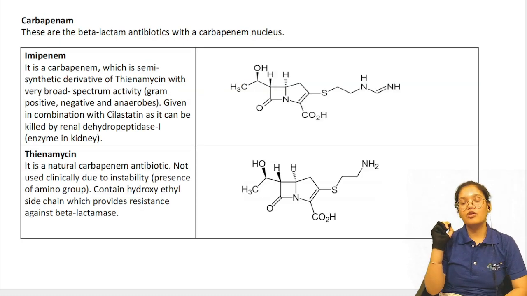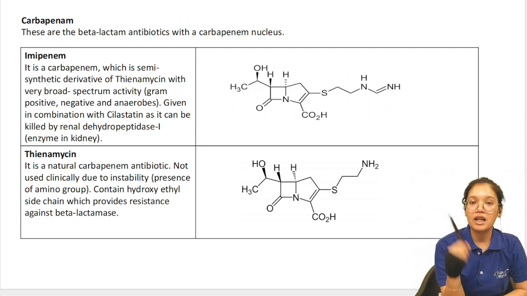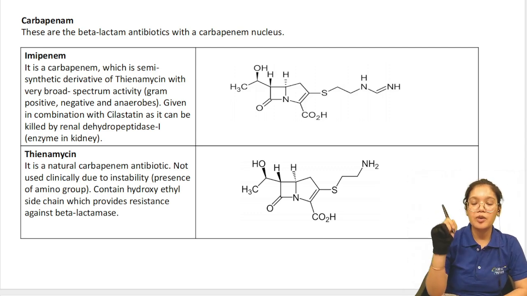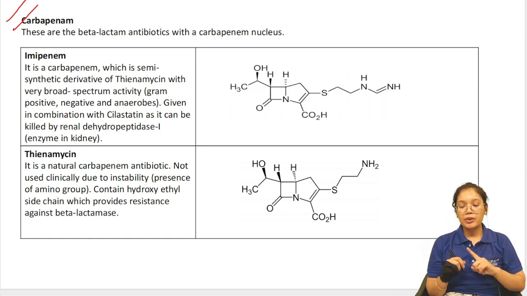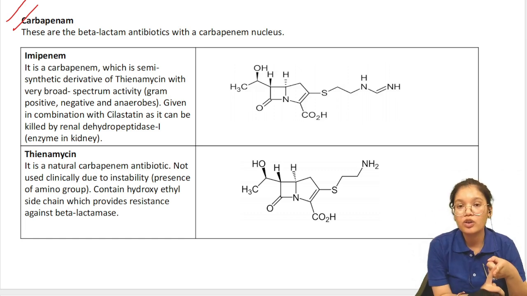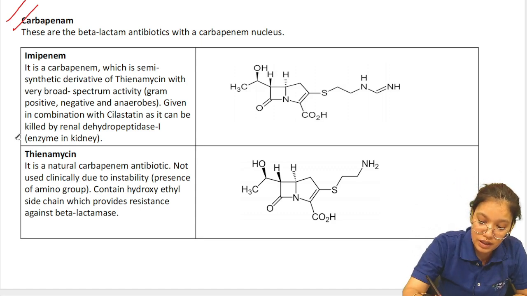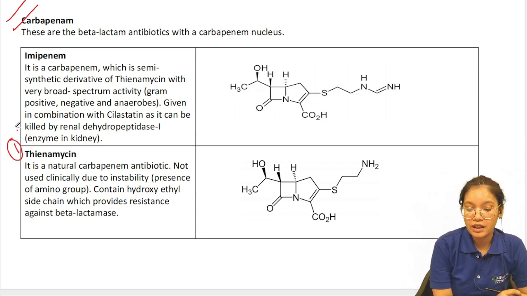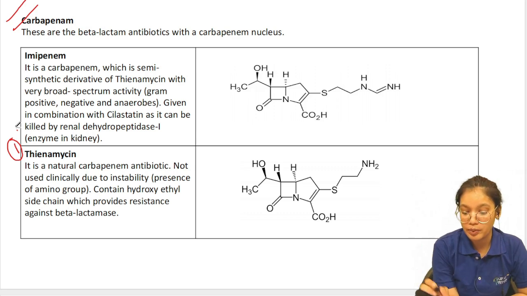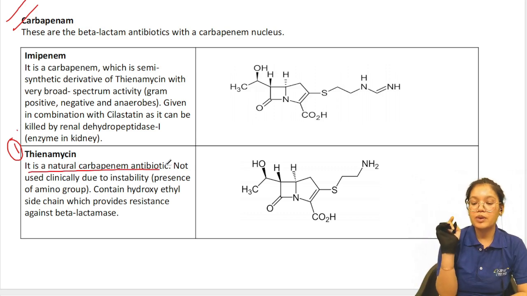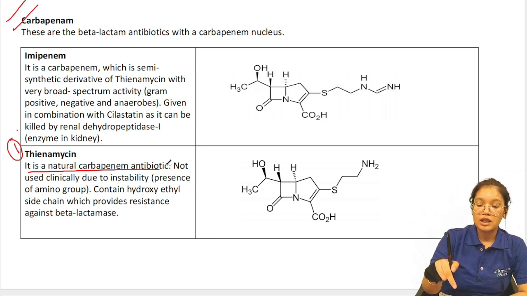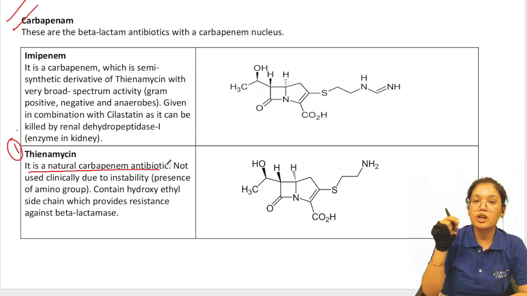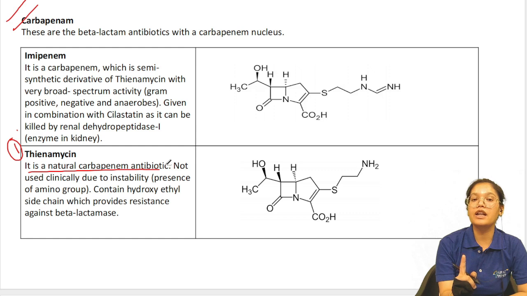Now moving forward towards the last beta-lactam antibiotic, that is the carbapenem. This carbapenem is a beta-lactam antibiotic, and it has a carbapenem nucleus in its structure. First here is thienamycin. This is a natural carbapenem antibiotic, and it is not clinically stable.